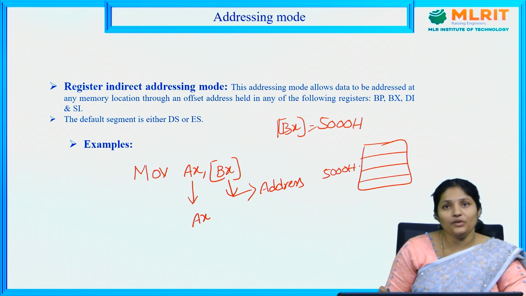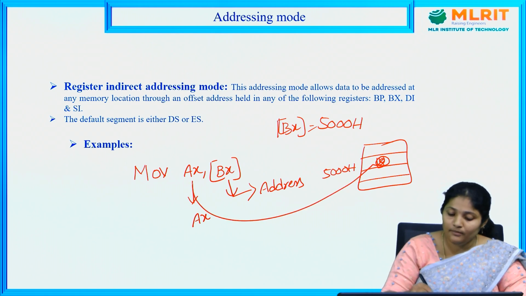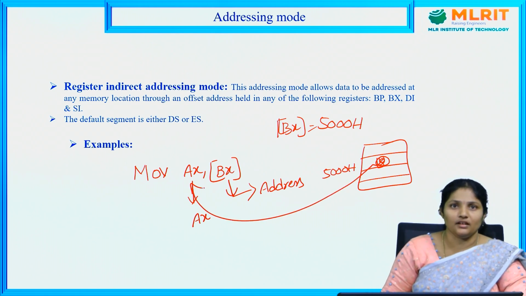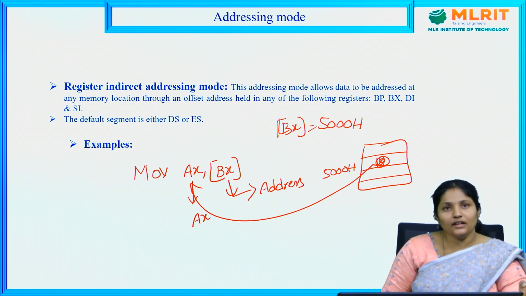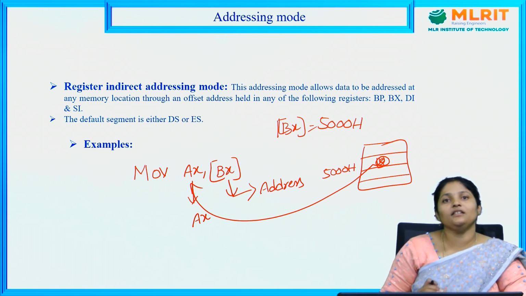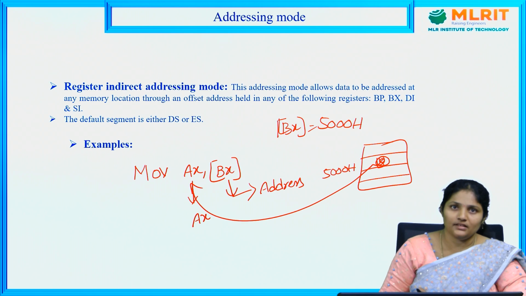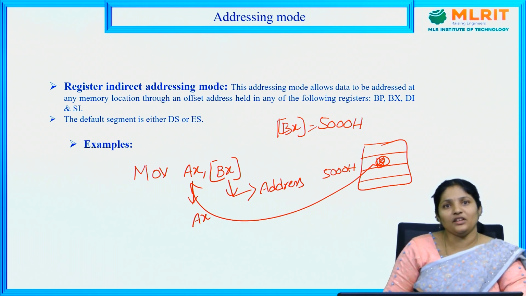the data present in this particular address location will be copied to the AX register. Here we are indirectly mentioning the data. The data residing in BX will be the address, and in that particular address the data will reside. So we need to fetch the data from the address which is present in the BX register. It is the indirect way that we are mentioning the data.